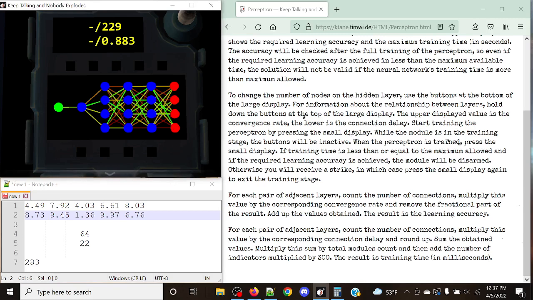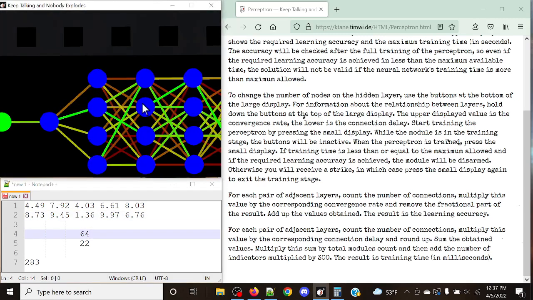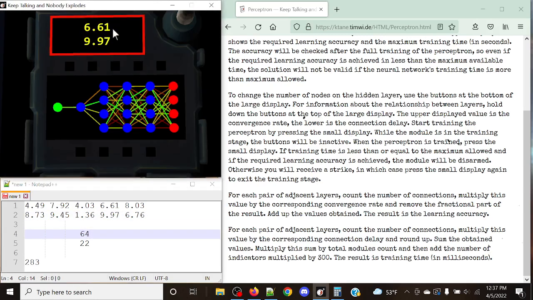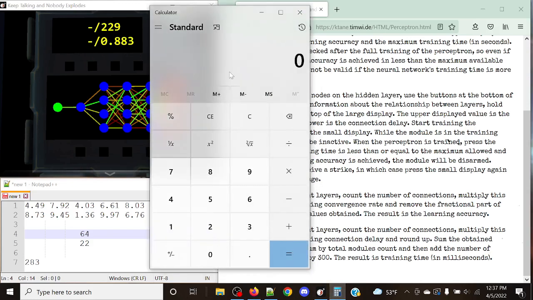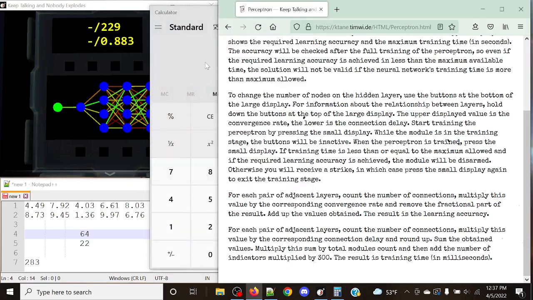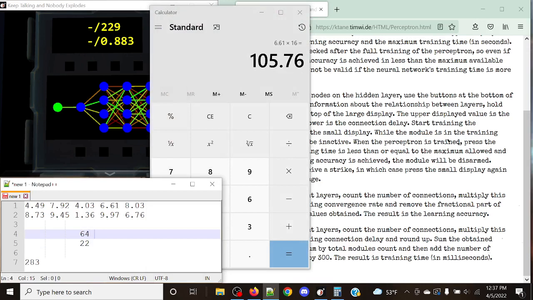So let's try and multiply things. Now we have 16 connections between the 6.61 and the 9.97. So we have 16 connections in this specific range here. So let's do the math. 6.61 times 16 is going to be 105.76. But for the convergence rate, we drop the fraction, so it's just going to be 105. That's a good part for learning accuracy.